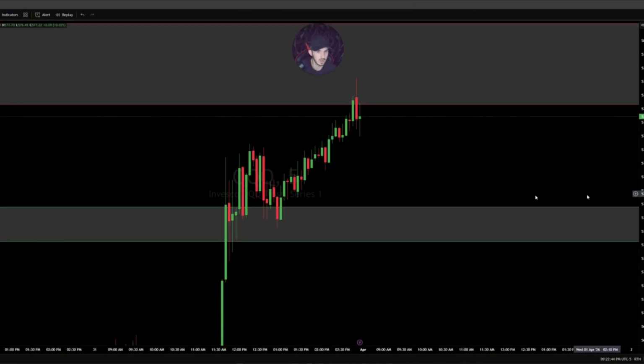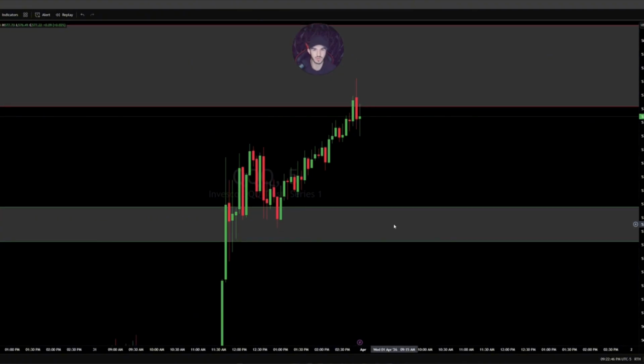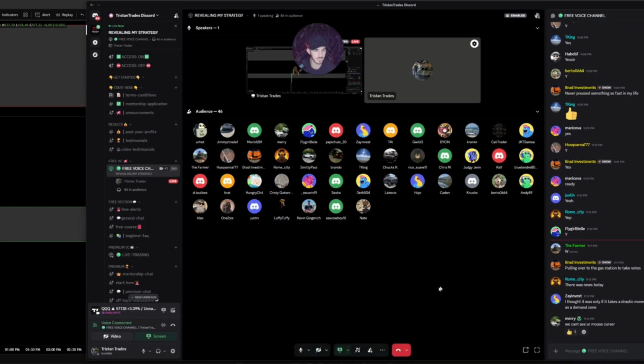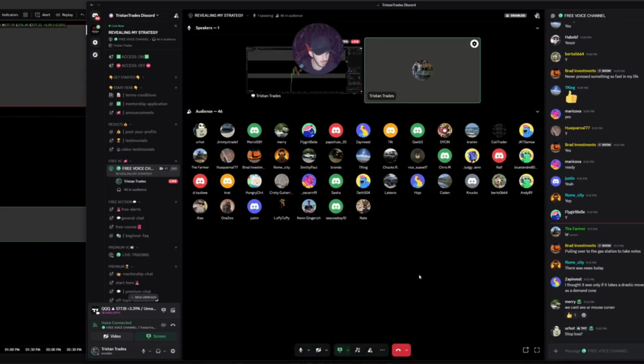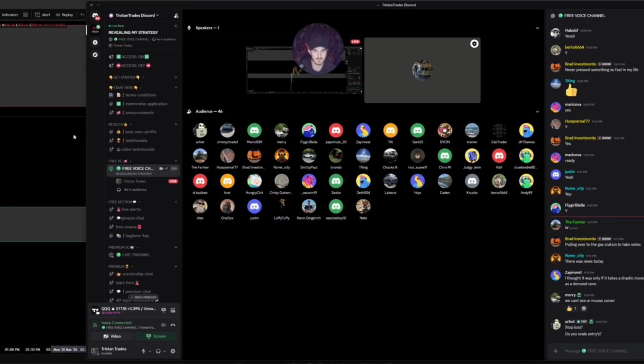Do we have any questions for that? I thought it was only if it's a drastic move upwards then you can use it. Yeah, you typically want to look for good moves. You typically want to look for, obviously, good moves.